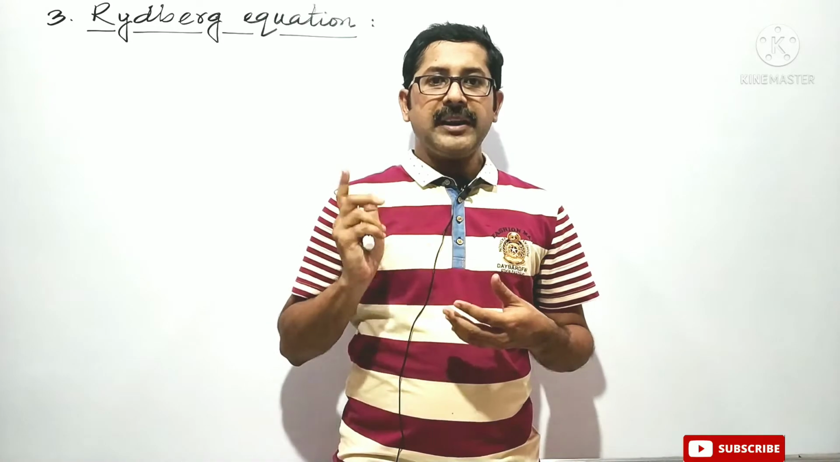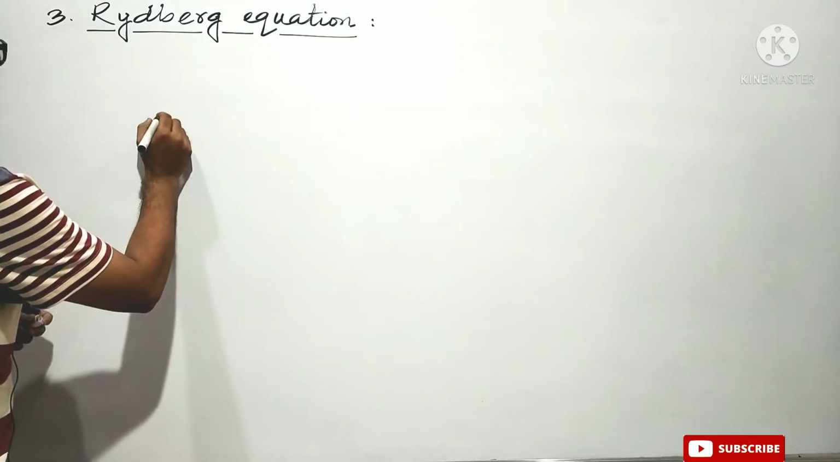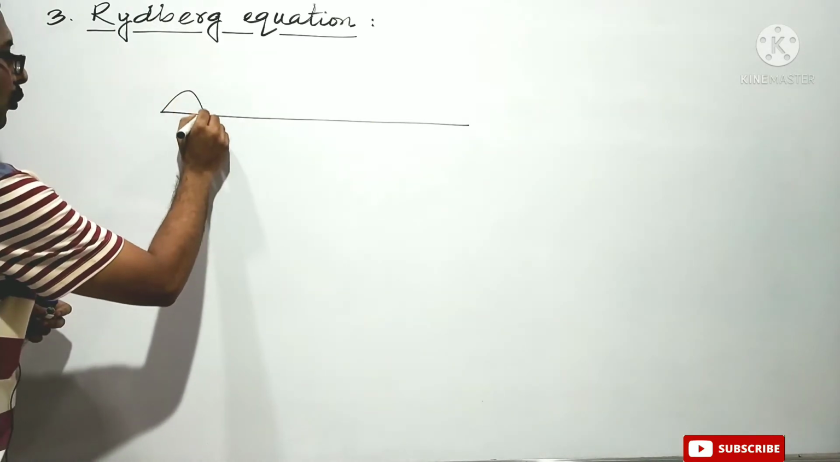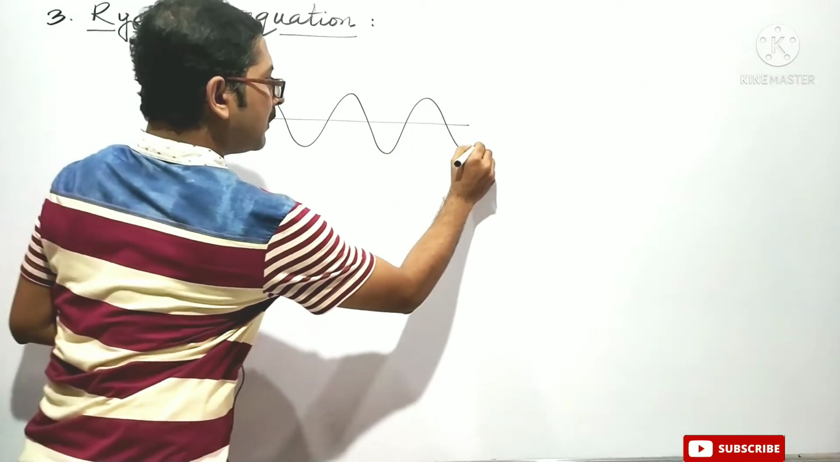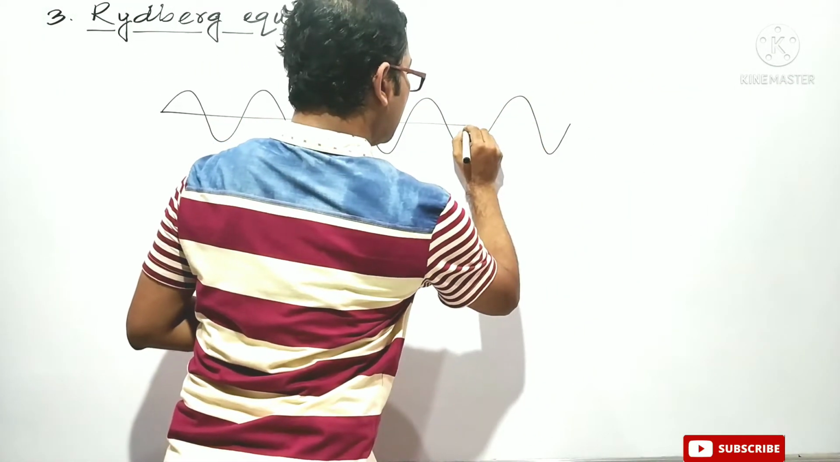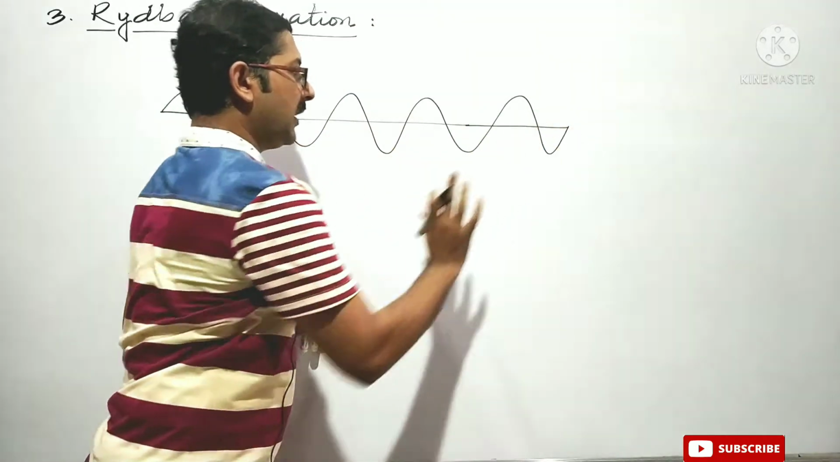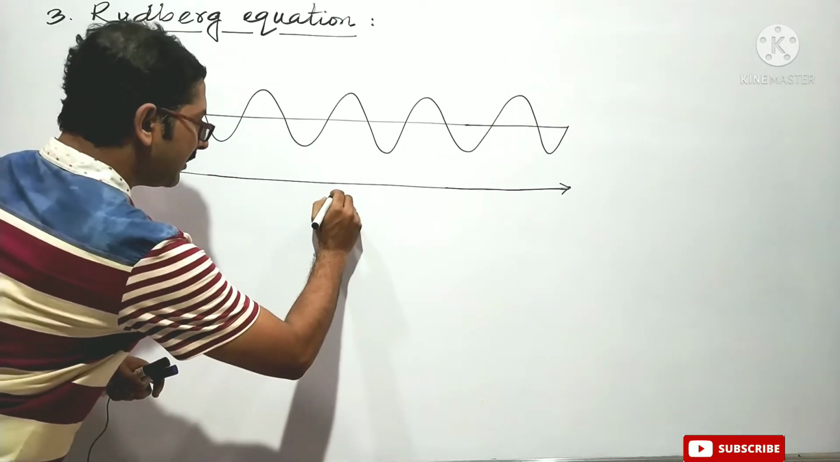We will derive the Rydberg equation, but before that, we must have some important idea about two important terms, that is wavelength and wave number, and the relation between the two terms. Let us consider a wave like this. Say a wave is propagating in this manner. Okay, right? 1, 2, 3, 4, 5. Nice. Now suppose this length is 1 meter.